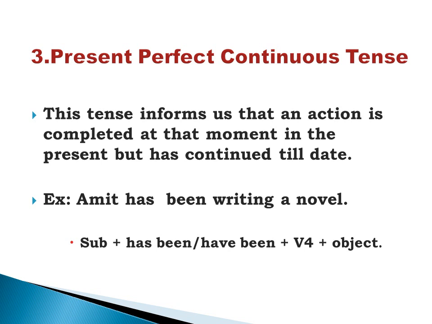Present perfect continuous tense. This tense informs us that an action is completed at that moment in the present but has continued till date. Amit has been writing a novel. He has begun it and has continued to carry out that action. Formula: subject, has been or have been, ing form of the verb and object, as we have continuity in this. So once again, we need to remember we have to use ing form of the verb.